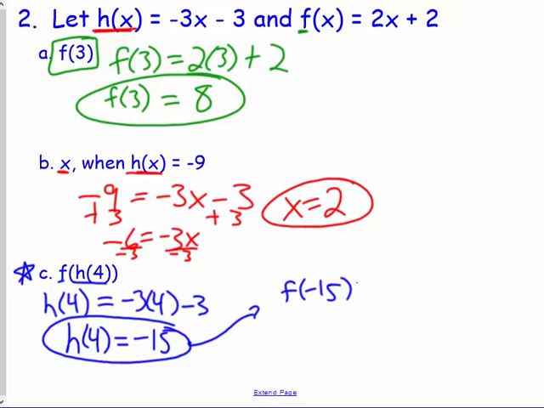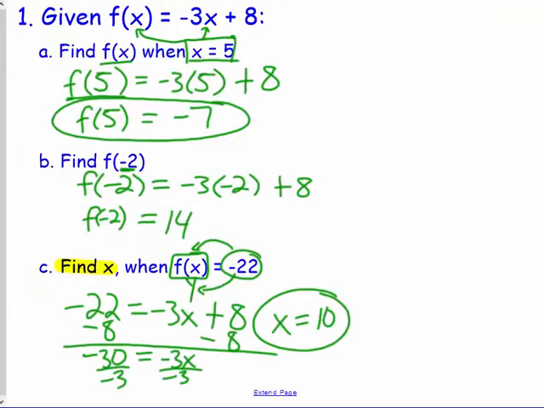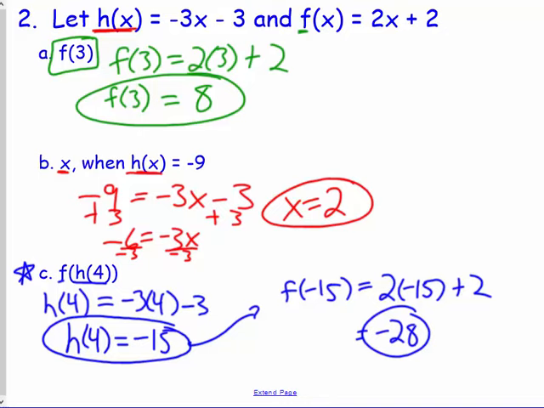So f of negative 15 would equal whatever 2 times a negative 15 plus 2 is. So I have negative 30 plus 2, and I get negative 28. So that's just the very bare bones basics of function notation. If I give you f of x and ask you to find certain things, or I give you more than one equation and ask you to find certain things, that's part of how we're going to use function notation.